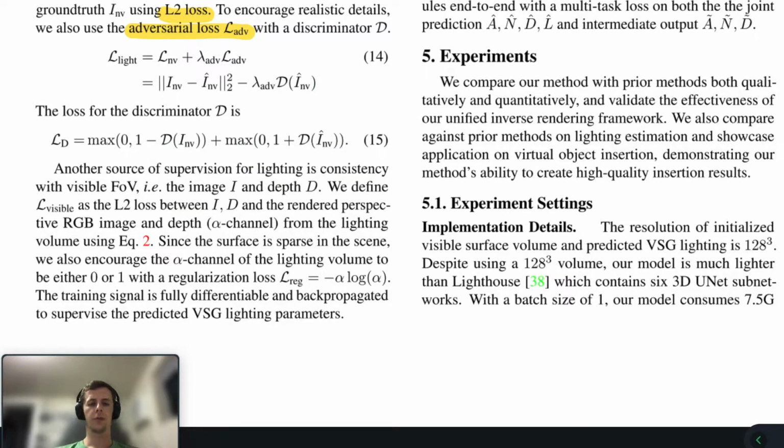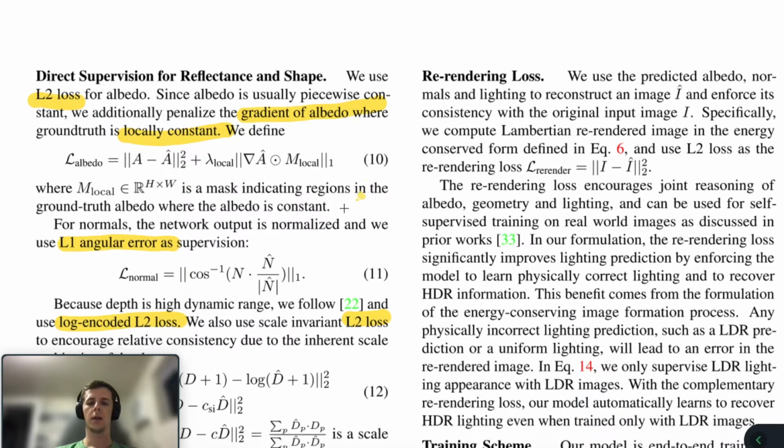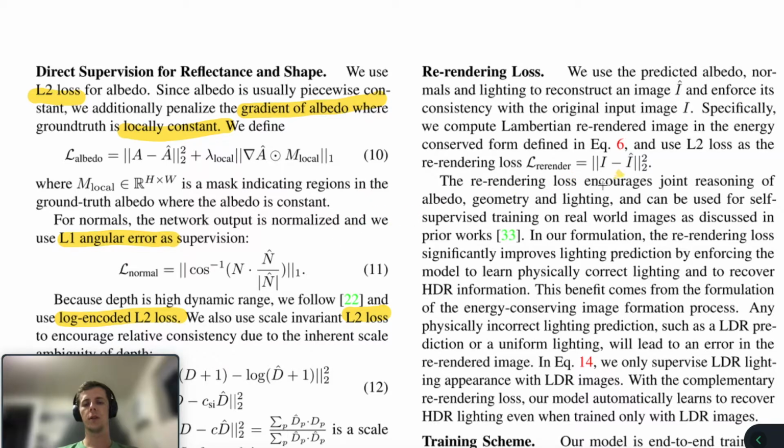They also use another approach, which is consistency with the visible field of view. Basically, they want to make the input image I and depth D as close to the ground truth as possible. So they use an L2 loss between I and D and the respective RGB image and depth rendered using their lighting volume. And finally, the re-rendering loss is basically an L2 between the reconstructed and the ground truth.